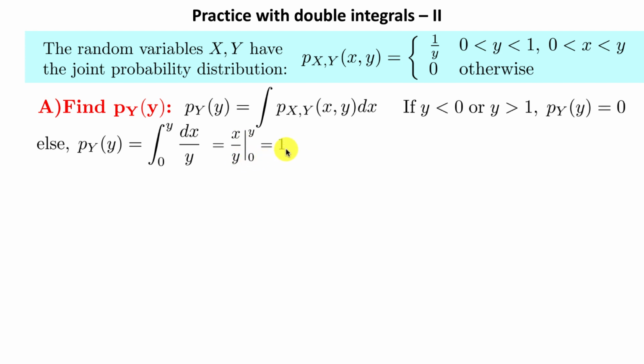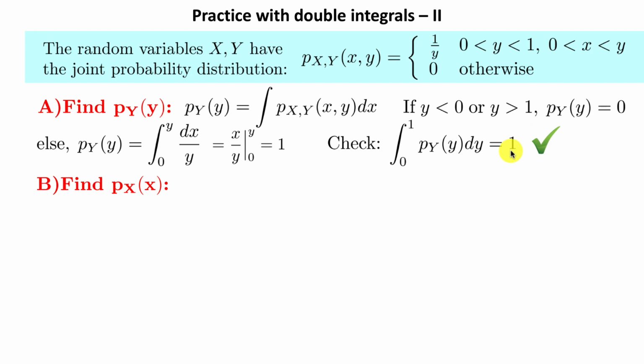y divided by y is 1, and so we have an answer. P_Y of y is equal to 1 if y lies between 0 and 1. And of course, it's completely obvious that the integral of p of y from 0 to 1 is 1. That was trivial, but now let's go on to finding P_X of x, the marginal probability distribution in x.